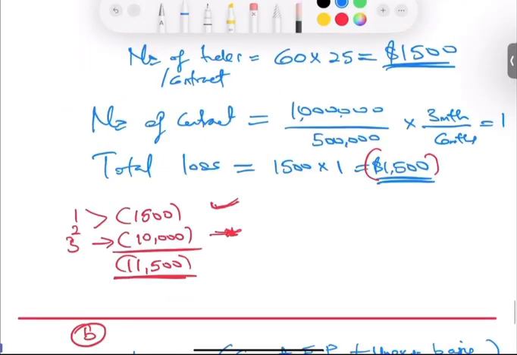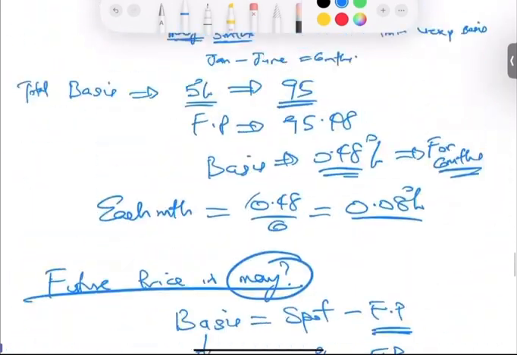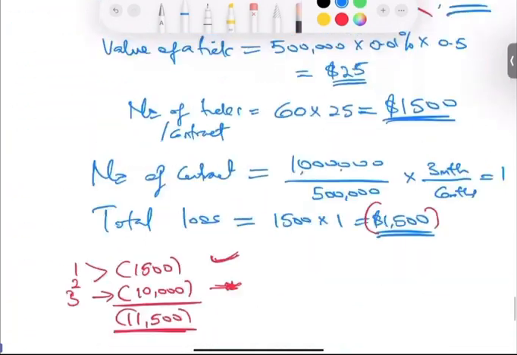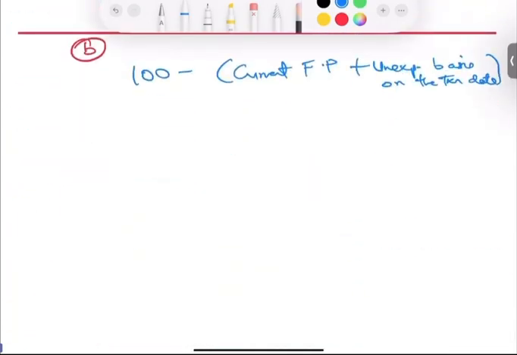In this question, we already calculated our unexpired basis on the transaction date. We said it's going to be 0.08. That's what has not been used up. If we assume that the basis will go down to zero on a linear basis, then our lock-in rate should not be anything difficult.